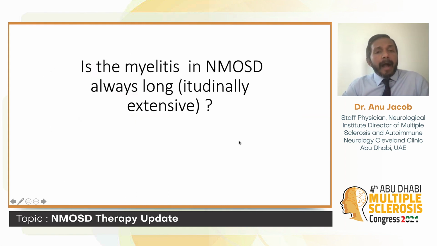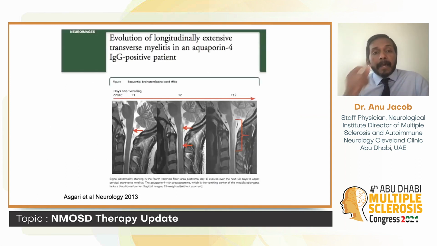Now, I want to talk a little bit about myelitis, and that is not always longitudinally extensive. In fact, almost all the long myelitis evolve from a short myelitis. Now, Nazreen Asghari, our colleague in Denmark, has shown this very well. She had a patient who presented with area postrema syndrome, nausea, vomiting. And therefore, they thought about the possibility of NMO.